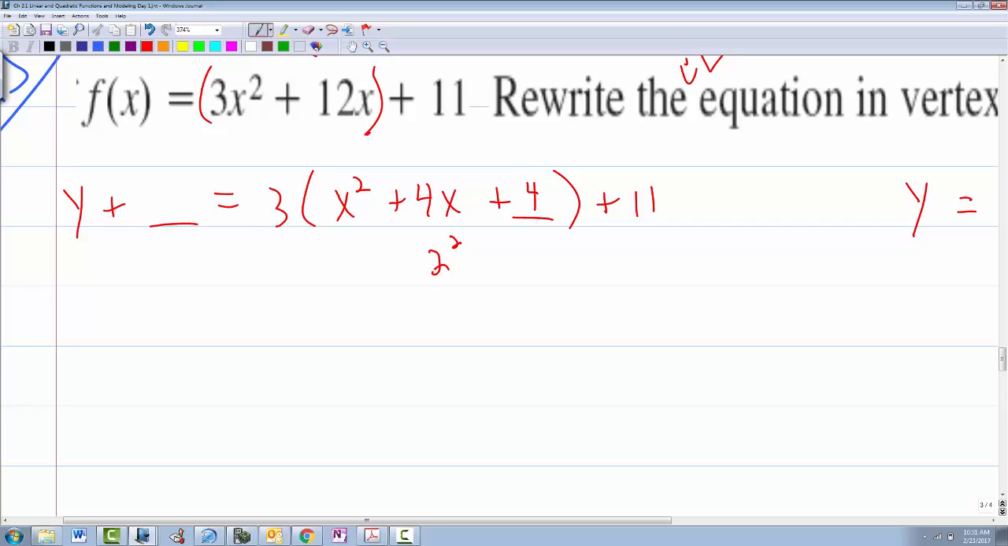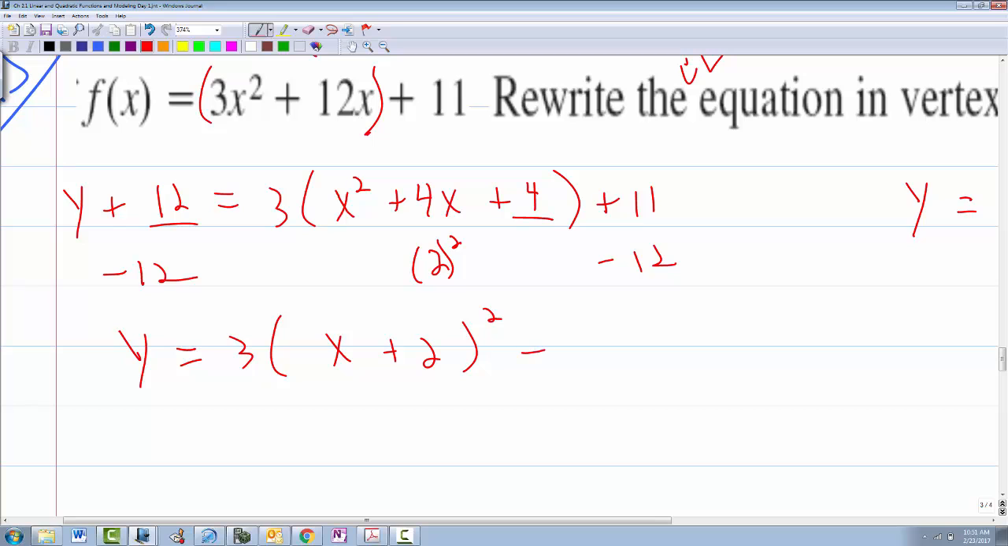Notice how I'm writing this here. There's a couple reasons why. It's really for the next example. All right? But what goes here? 12. You got it. Okay, so don't make that mistake ever again. And then you can subtract 12 and you can actually write your answer. It's y equals 3x what? Plus 2 squared minus 1.